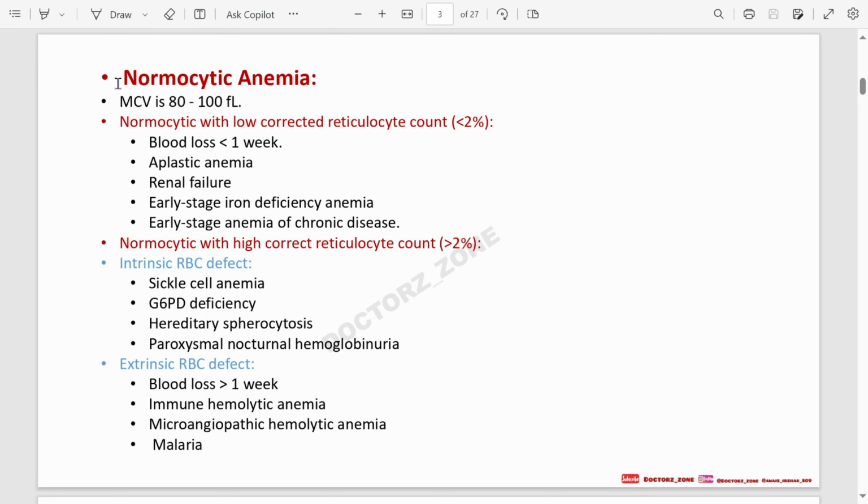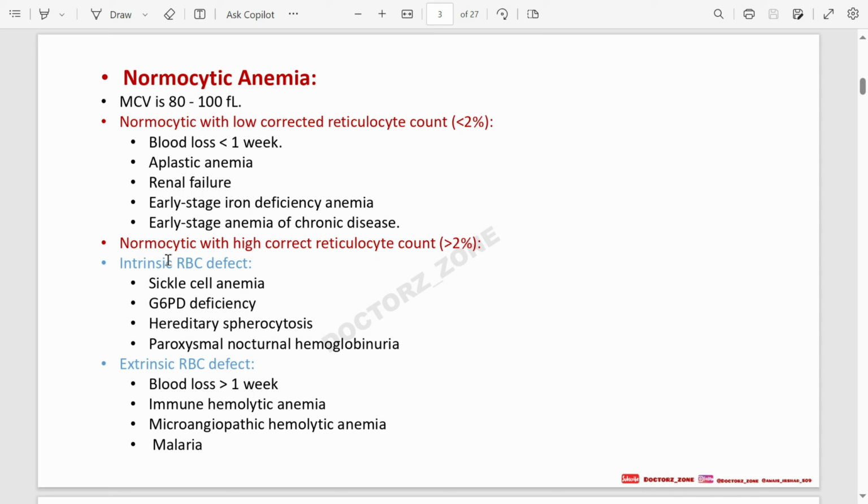Third type is the normocytic anemia, in which MCV is normal, between 80 to 100 femtoliter. It is further divided into two types: normocytic anemia with low corrected reticulocyte count and normocytic anemia with high corrected reticulocyte count. Normocytic anemia with low corrected reticulocyte count, in which reticulocyte count is less than 2%, is usually seen when there is blood loss history of less than 1 week, aplastic anemia, renal failure, early stage of iron deficiency anemia, and early stage of anemia of chronic disease.